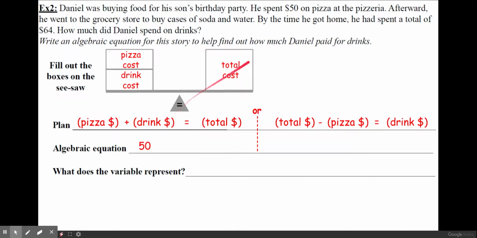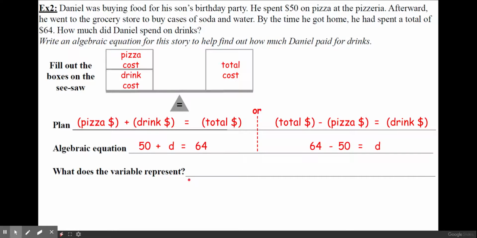Do we know what the drink cost is? We don't, because that's what the question is. How much did he spend on drinks? So we don't know what it is. So we're going to put plus and then drink cost, which I'm going to use D as my variable. 50 plus the drink cost is going to be equal to the total cost. Do we know what that is? We do. He spent a total of $64, so 64. If you were going to write an algebraic equation from this plan right here, you would write the total cost, 64, minus the pizza cost, which is 50, equals the drink cost, which is unknown, D.